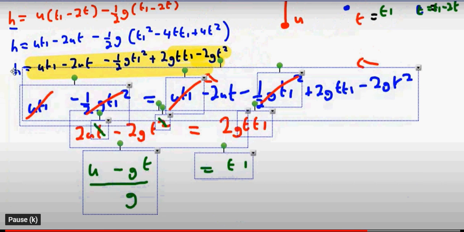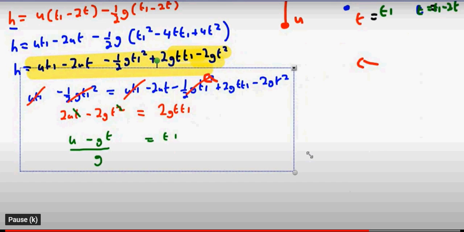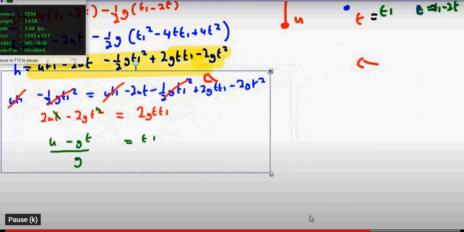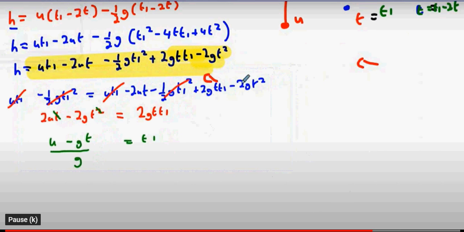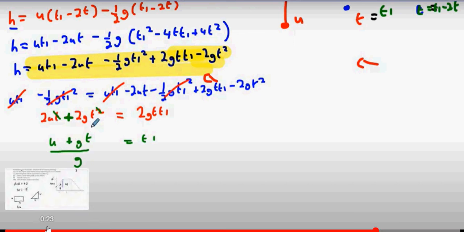Some people might draw it slightly differently. They might divide in by the g, but there's really no need. I don't imagine there'd be any significant gain from doing it that way. Now, there was a mistake here. It was actually a plus. It should be a plus 2gt squared. We move the gt squared from the right to the left. So that should be plus gt.